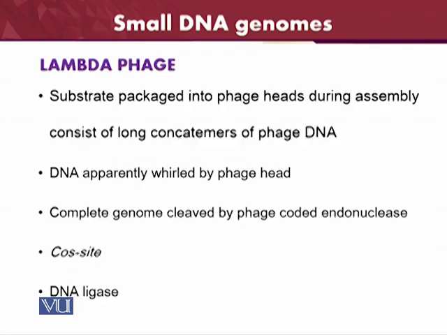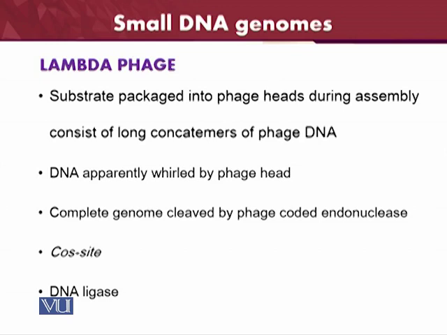Then in the lambda phage, the substrate packed into the phage heads during assembly consists of long concatemers of the phage DNA. The DNA is apparently spooled inside the phage head of the lambda phage. The complete genome is cleaved by phage-encoded endonucleases. And the cos site is very important.